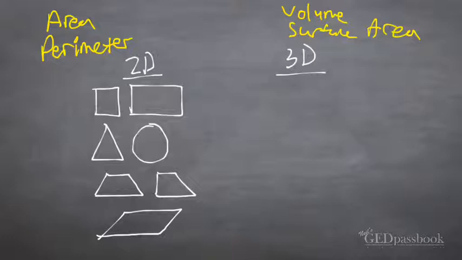Now, can anybody tell me what area is? The space inside of the shape. The inside of the shape, the measurement inside the shape. So think of that as the inside. Perimeter, the complete opposite, it is the outside of the shape. The measurement outside the shape. So we're going to take a look at a couple things right now.